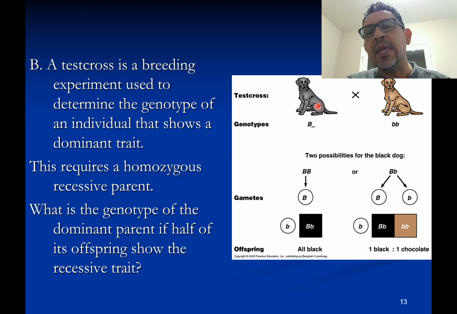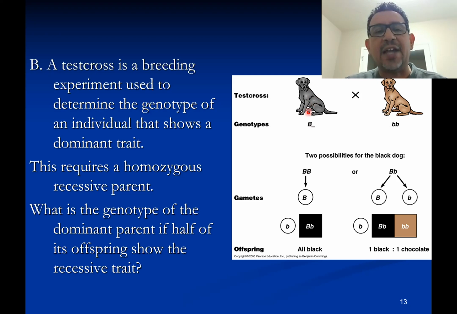Why? Because this dog can have two capital B alleles and have a black coat. But he could also have a dominant black allele and a recessive brown allele and still have the same intensity of the black coat. And so how can you figure out exactly what the genotype is for an organism that shows a dominant characteristic? The answer is do a test cross.